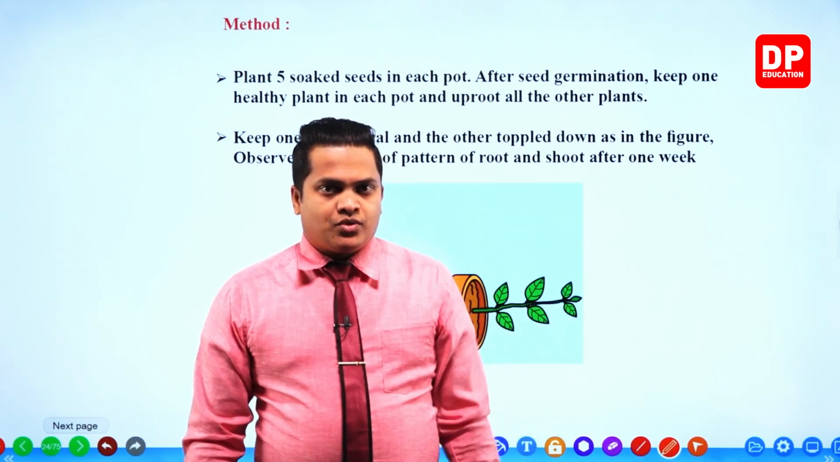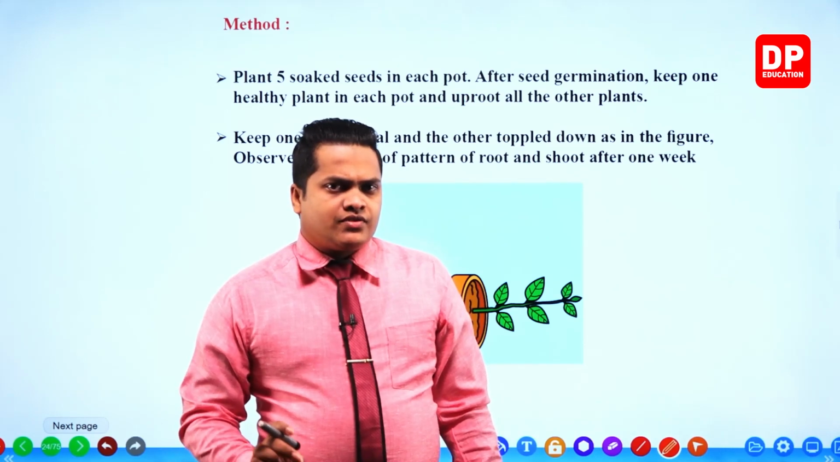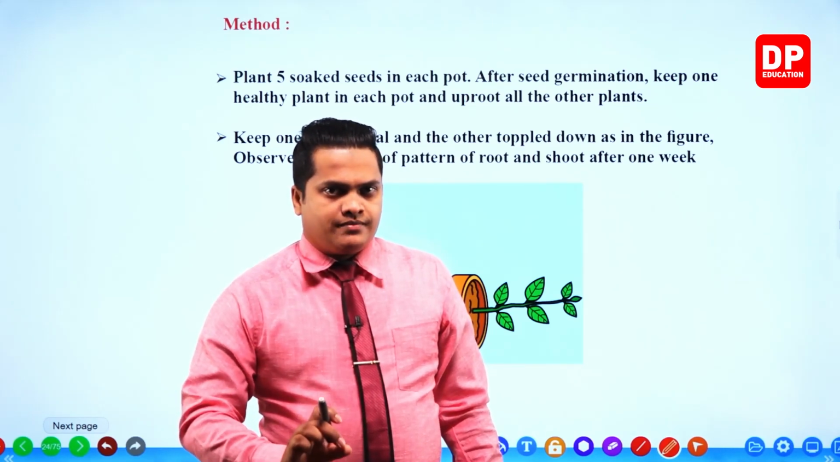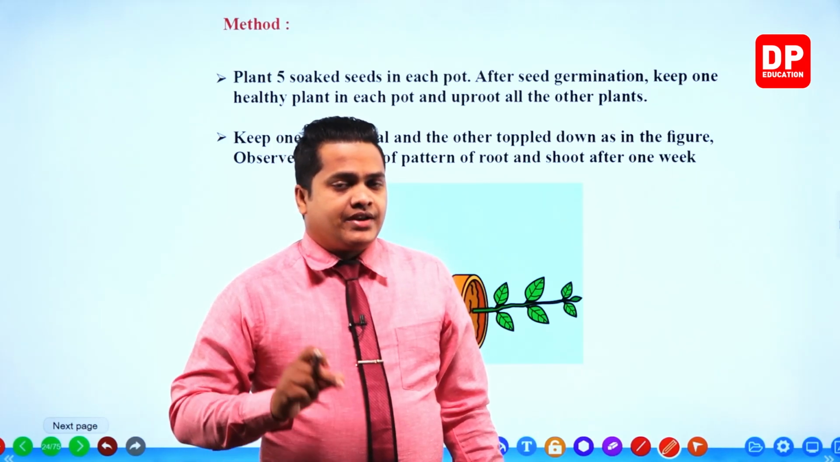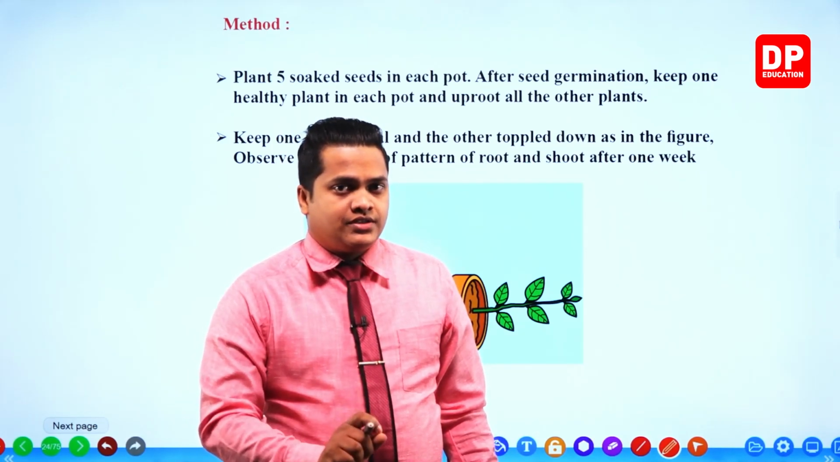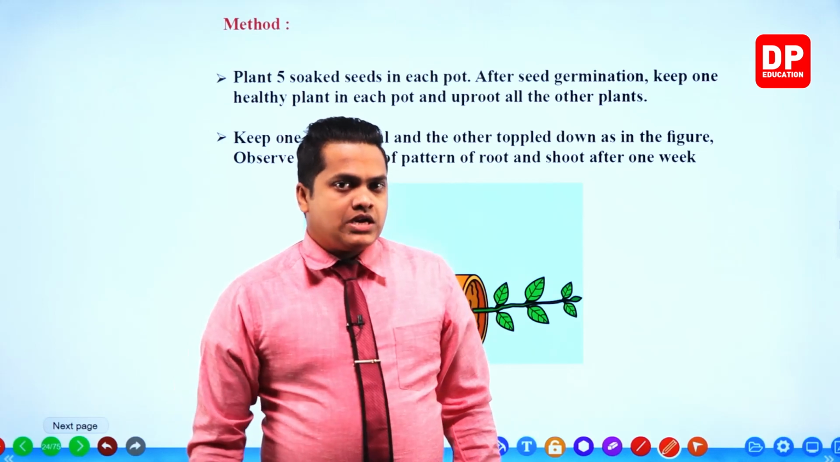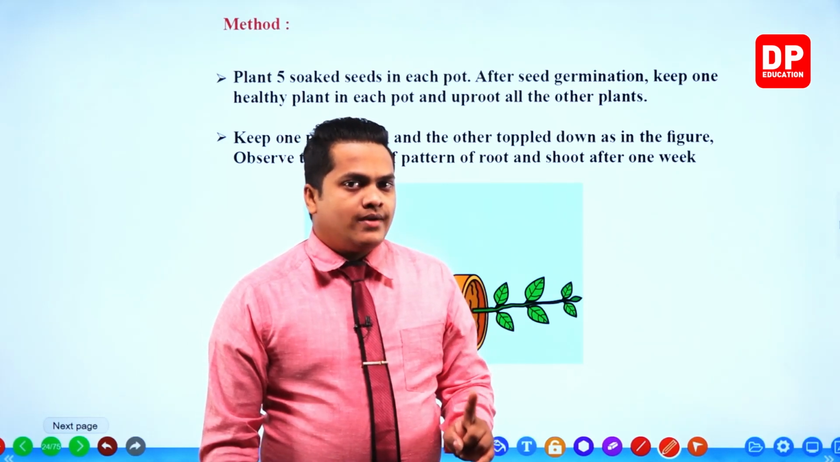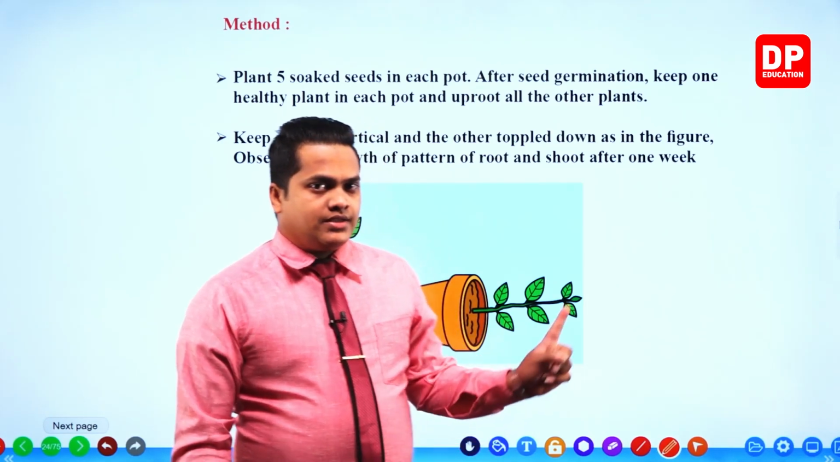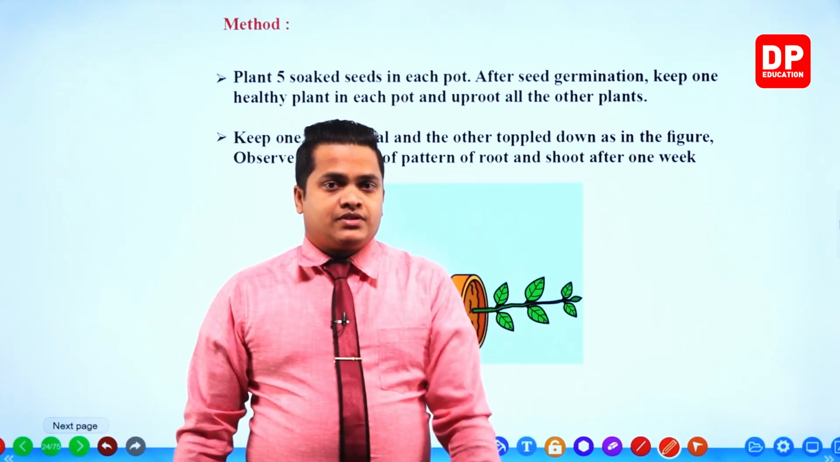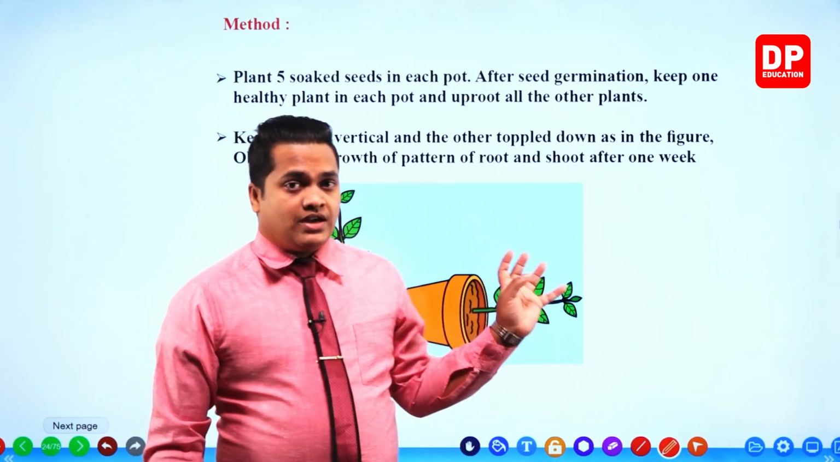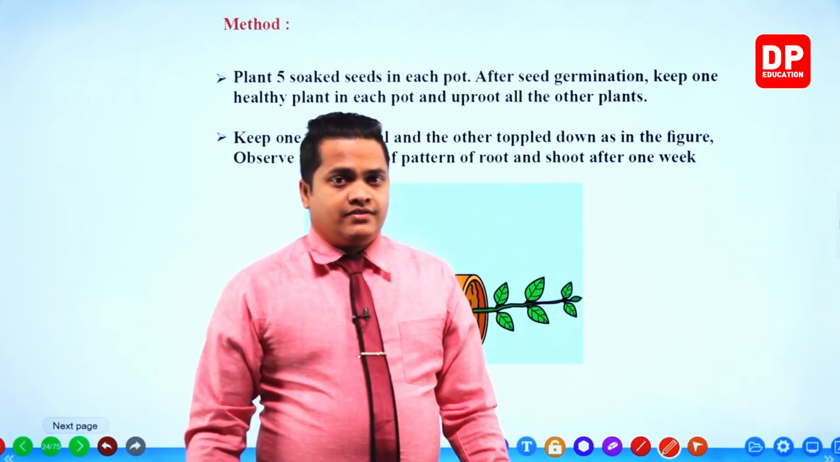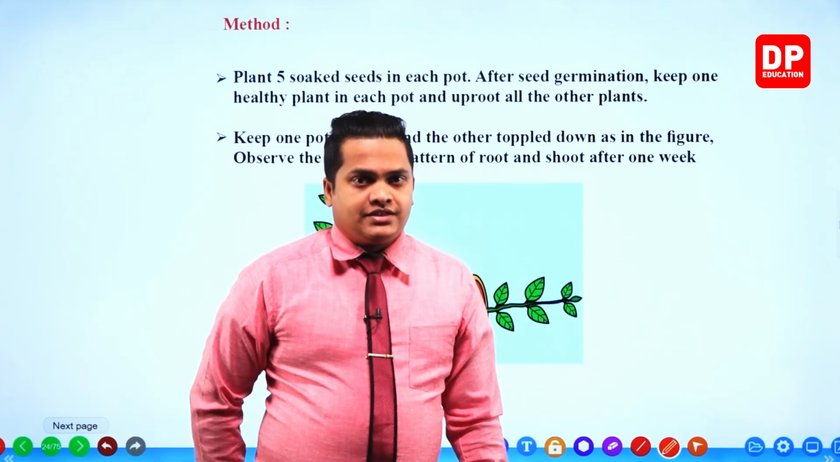Then you have to take these two out and observe the direction of the growth of the root. I forgot to tell you that before you check this, you have to topple down one pot like this. Then you have to observe after 1 week. So you have to keep these two plants in a good place where they receive plenty of light.